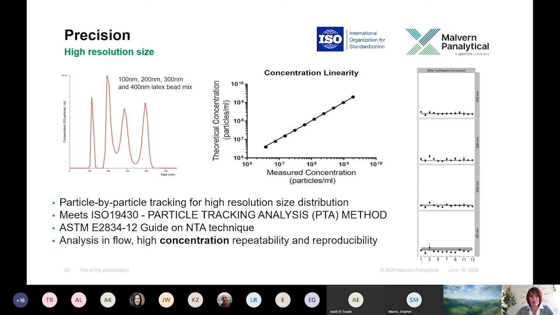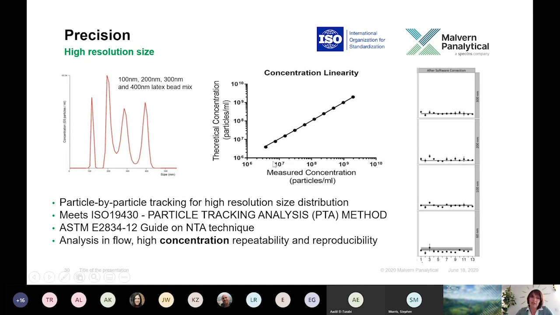For size, we also meet the particle tracking analysis, so-called PTA, ISO 9430 standard. And as I said, we are also able to measure particle concentration. With the image you've seen before, you can see the individual dots. That means that, knowing the volume those particles are dispersed in, and that volume is calculated by the software, we can very easily count our particles.